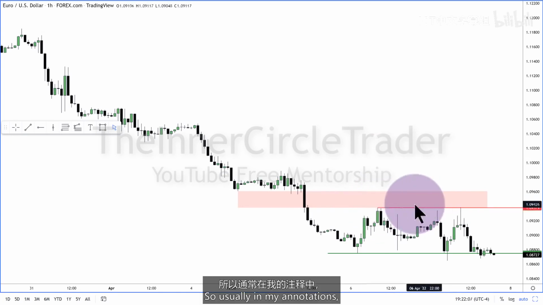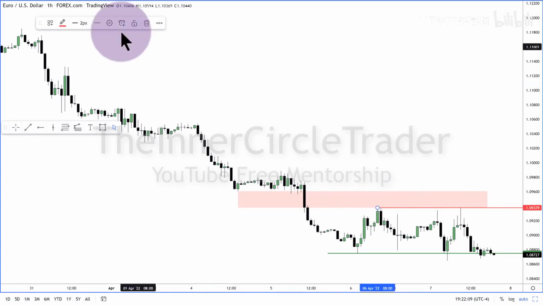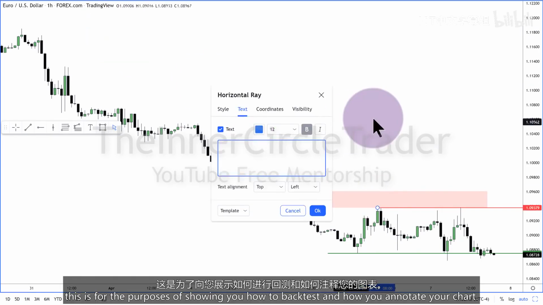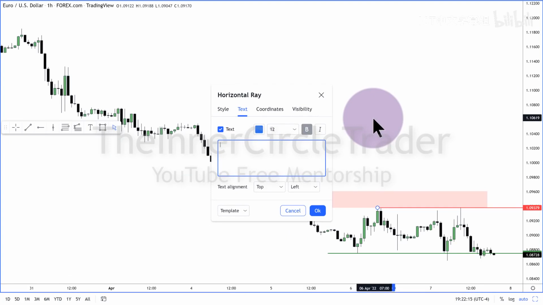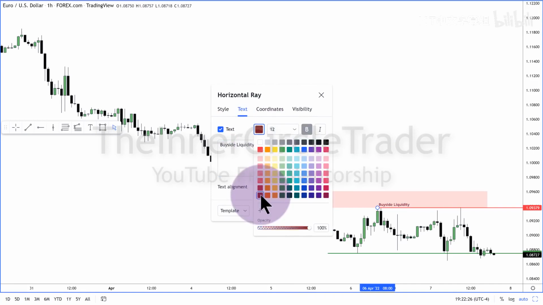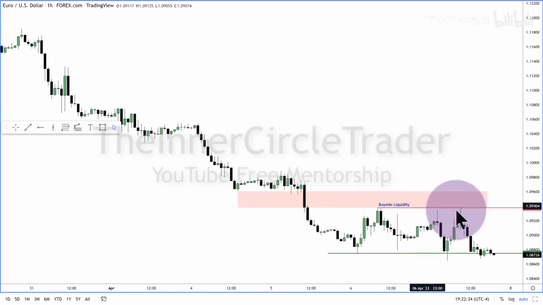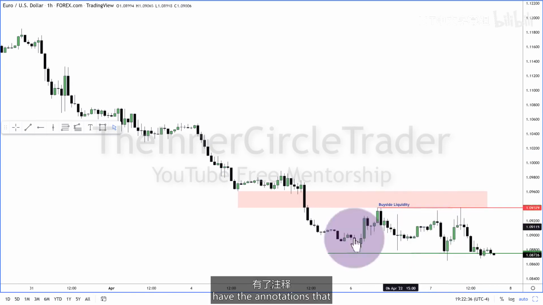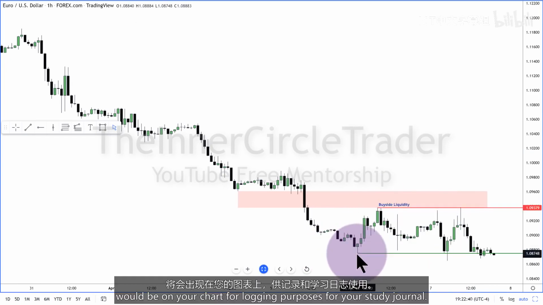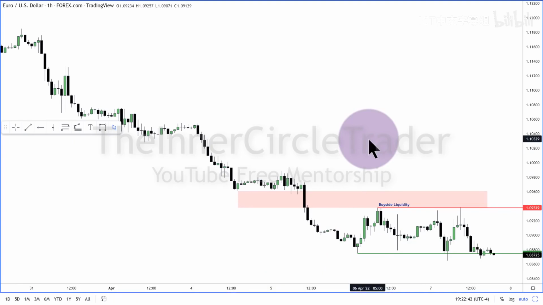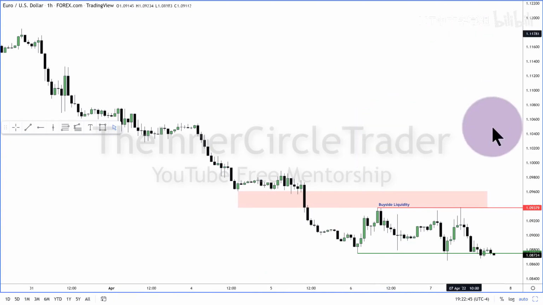Okay. So usually in my annotations, I'm going into the chart, and this is for the purposes of showing you how to backtest and how you annotate your chart. You toggle it to show on the top left, and you can use whatever color you want. And there you go. So we have the annotations that would be on your chart for logging purposes for your study journal. And then you would just screenshot this.